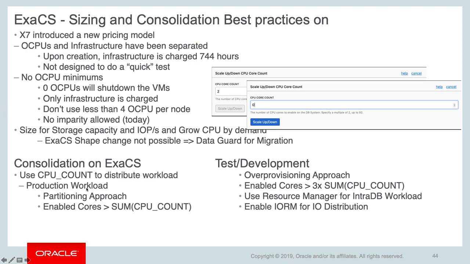In terms of consolidation on ExaCS, you should be using CPU count to distribute workload. For production workload, we recommend partitioning approach, means enabled core should be greater than sum of all the CPU count. In case of test development, you can take a over provisioning approach, and enabled cores can be 3 times sum of CPU count. So you can use resource manager for intra-DB workload, and you can also enable IORM for IO distribution.